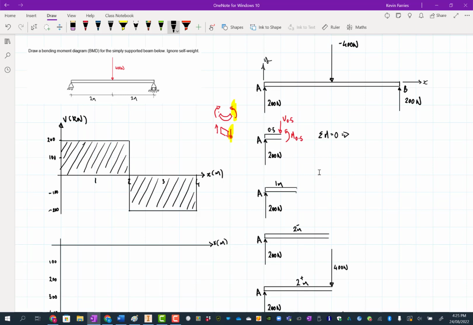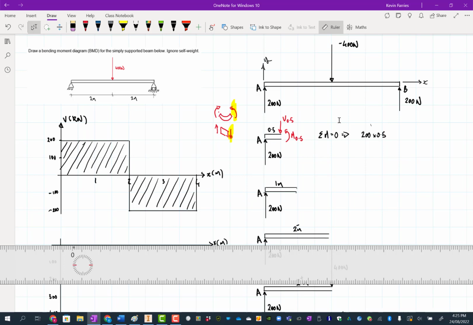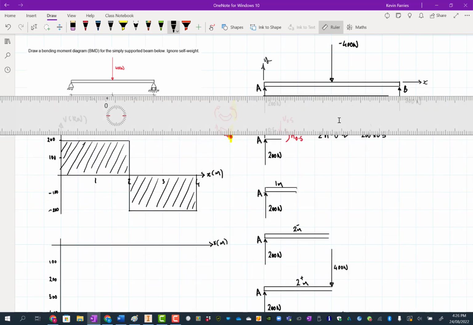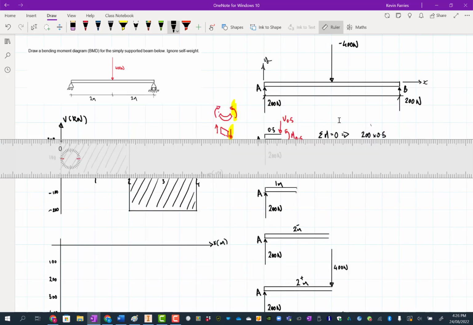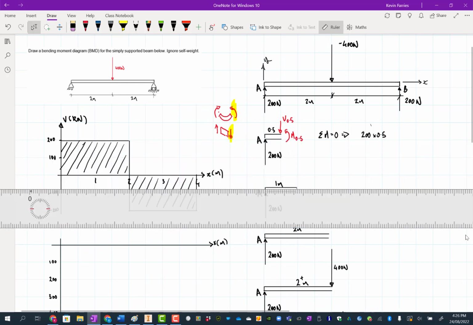That means, so we've got 200. This distance here is 0.5 meters, so times 0.5. I should really draw this on the top so you can see what's going on here. So just remember this was, so that's 2 meters and that's 2 meters, just as it is in the diagram here. So back to this. So sum of the moments is equal to 0. 200 times 0.5 is clockwise, so that's negative. And then the other one, this moment here, M at 0.5, is anti-clockwise.